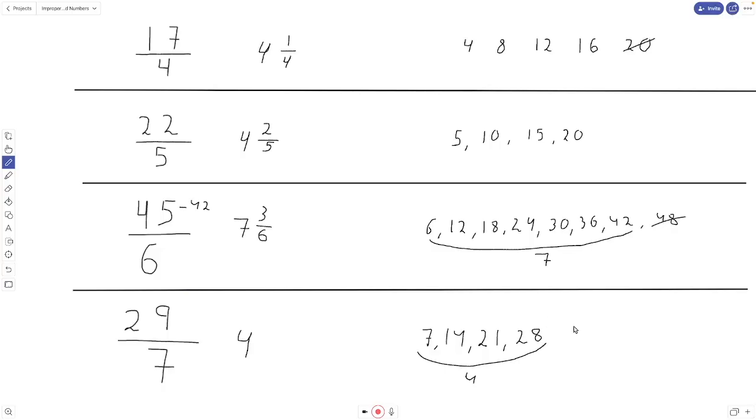Well, we can do 28, right? Our highest number that we reached, minus the numerator. So the numerator minus the highest number that we reached. So we're going to do 29 minus 28. And that's going to give us 1 over 7. So our final answer is 4 and 1 over 7.